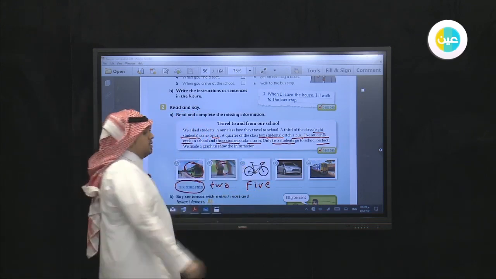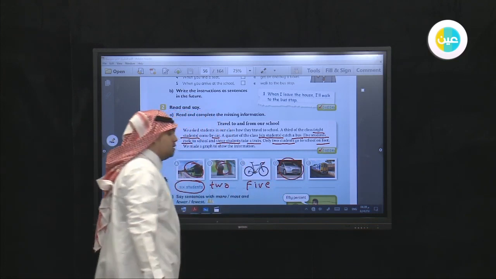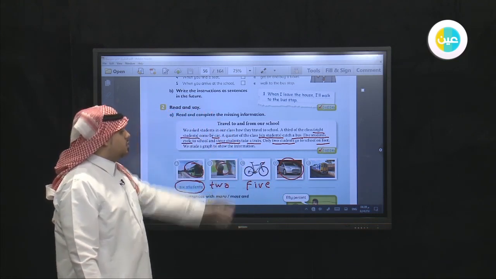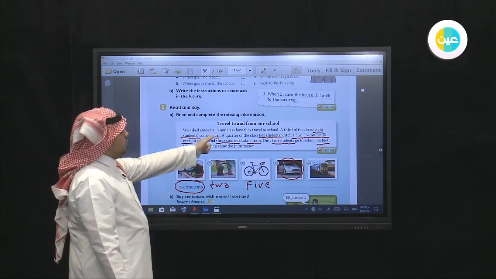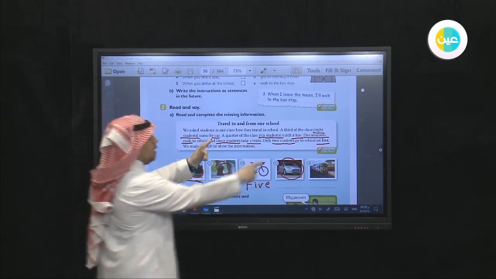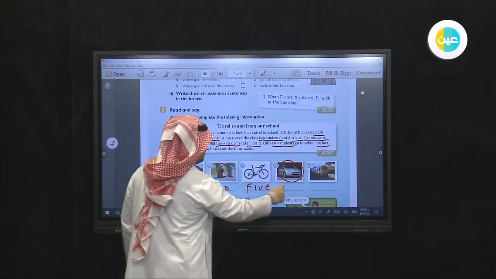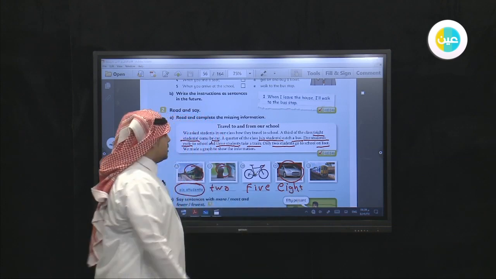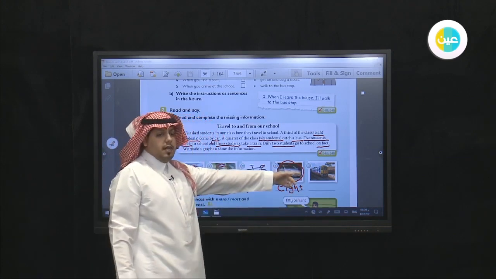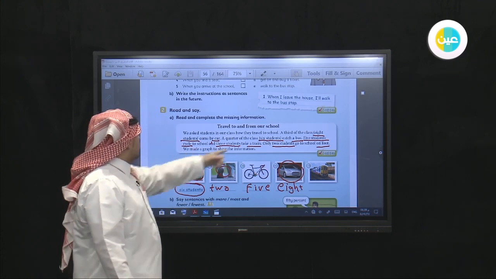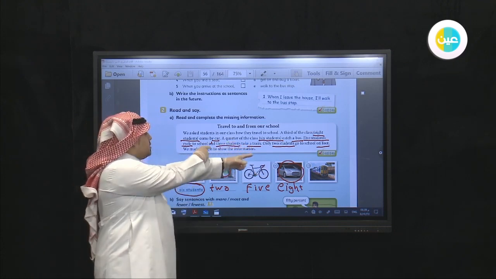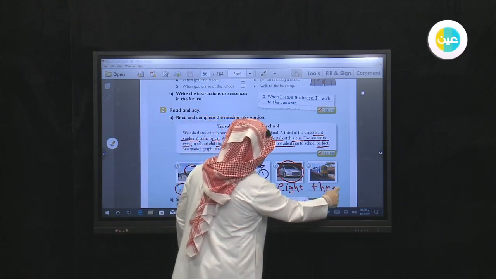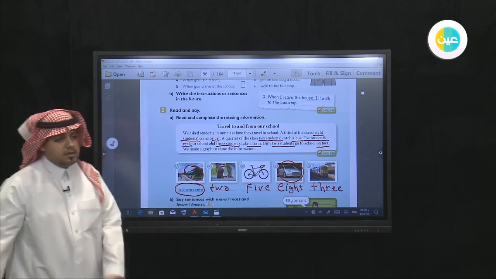Good. How many students use the car to go to the school? Let's look for the car. Well, here is the car. Okay. How many students use it? 8. Okay, we have 8 students using the car. Good. How many students use the train? Where is the train? Let's look for it. This is the train. How many students? 3 students take the train. So I'm going to write here 3 students using the train.